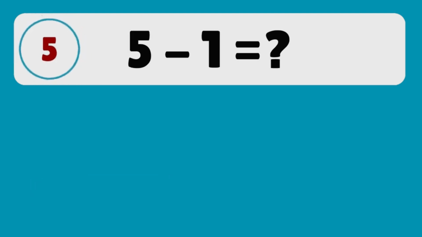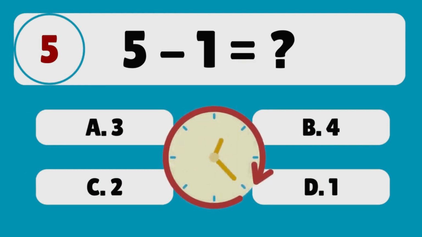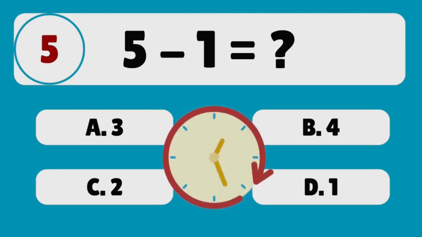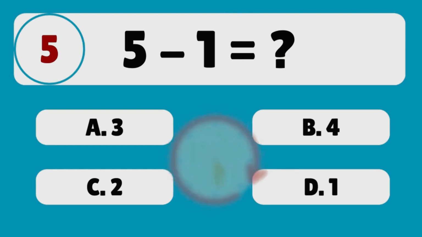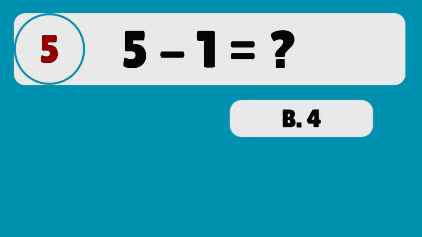Question 5. What is 5 minus 1? The answer is B. 5 minus 1 is equal to 4.